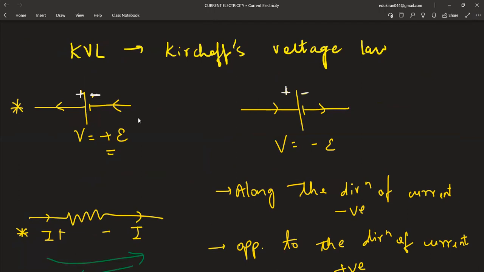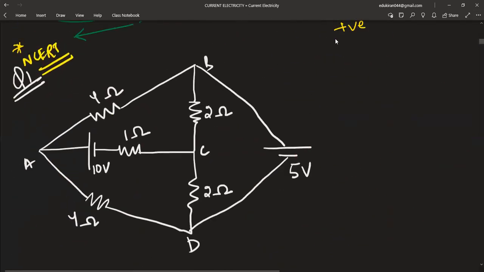Now, see, yesterday I was mentioning that we have to take the direction along the current and the direction opposite to the direction of current. So, see, class, what we'll do, let me show you the circuit directly. This is a question extracted from your NCERT textbook. So, it's a very important question.